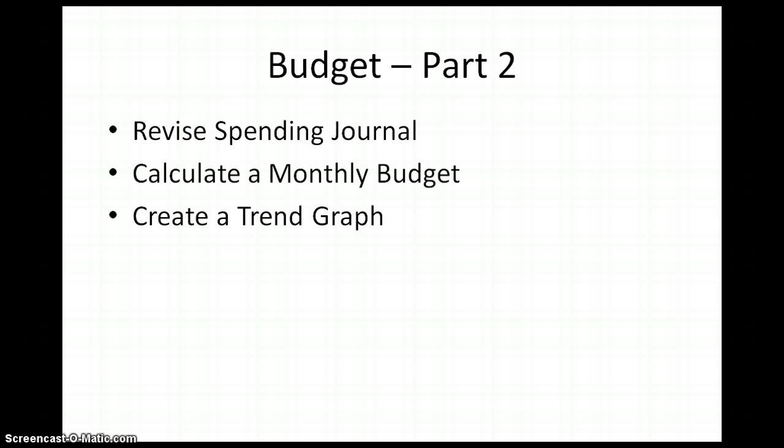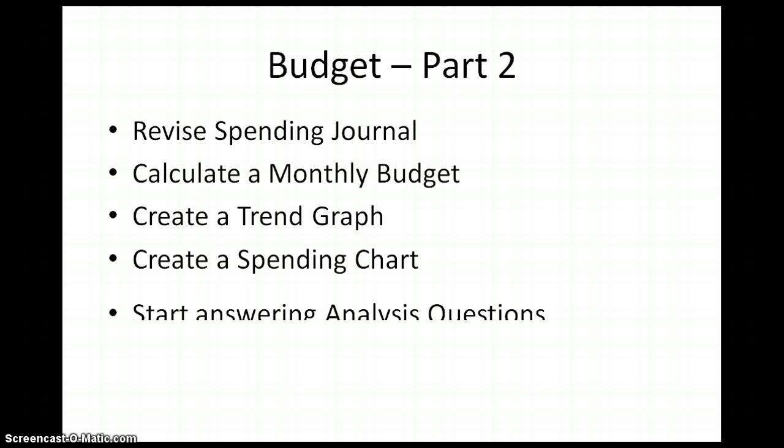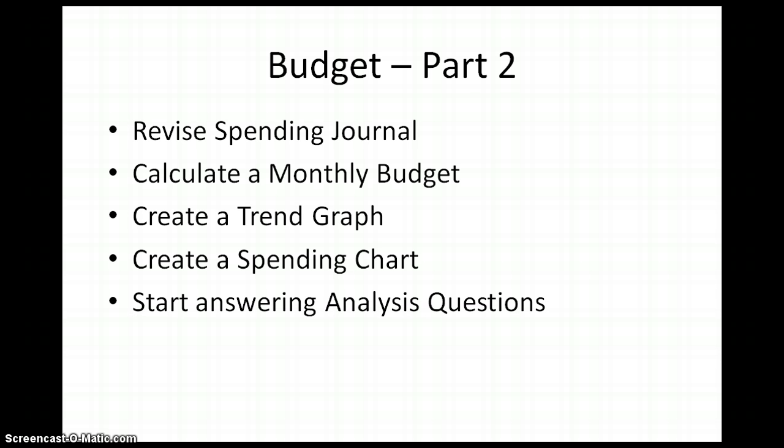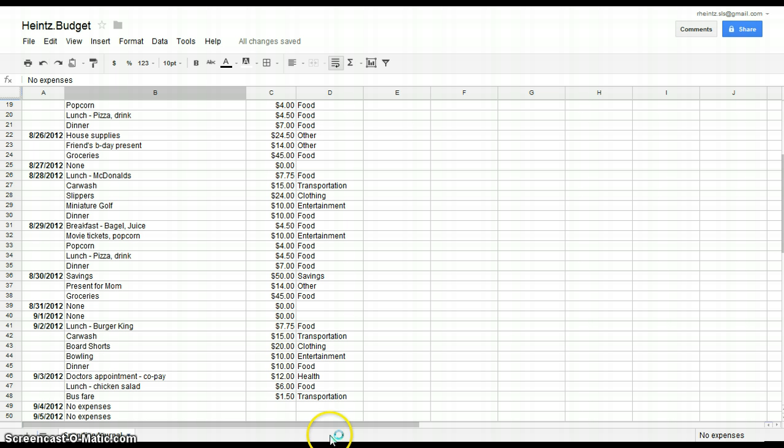Next, we're going to create a trend graph, and this is a graph that will show you when you spent the most amount of money. So hopefully if it was the day of the week or maybe the time of the month that you spent the most amount of money, that's what that will show. Next, we'll create a spending chart, and this will look similar to the pie chart that's on the bulletin board in the classroom, hopefully showing you what areas that you spent the most money on. And finally, we'll create a spreadsheet where you can answer the analysis questions that will be the final part of your budget project. Okay, so let's move over to the budget project here.